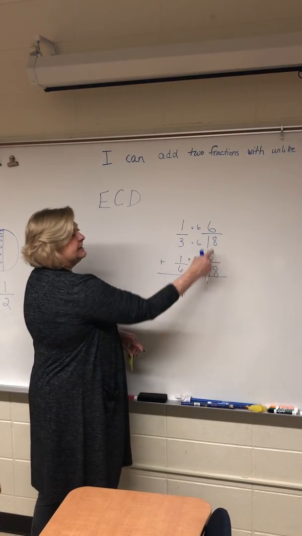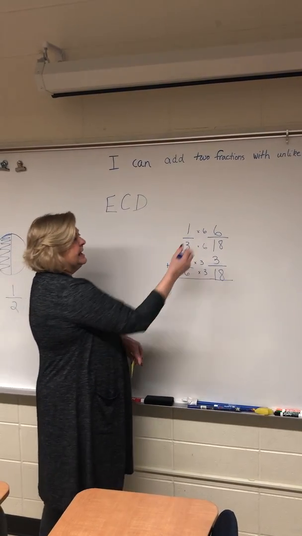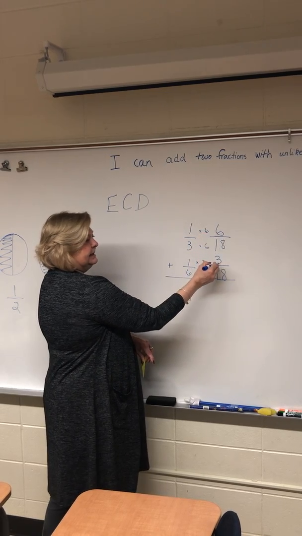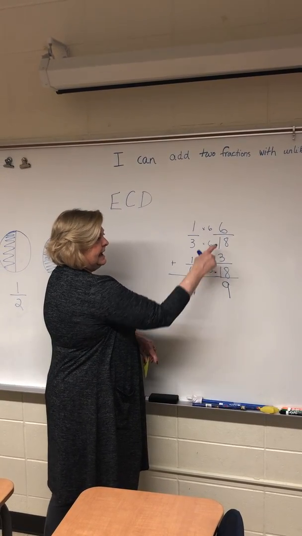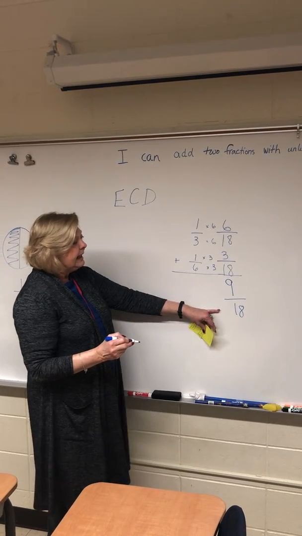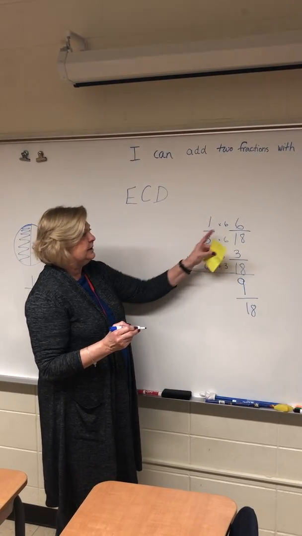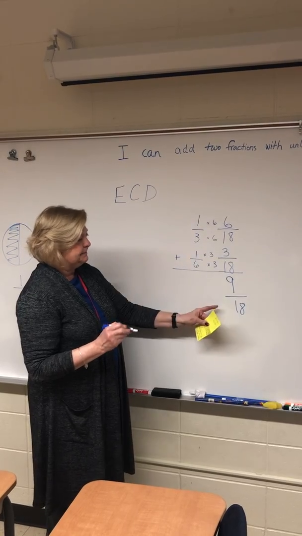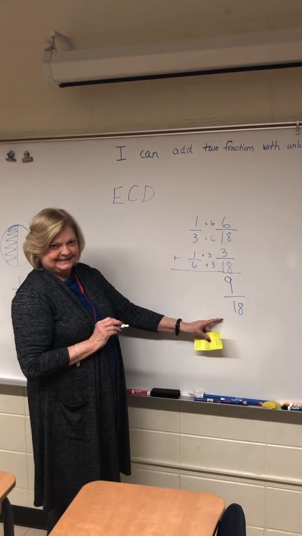Now I have two denominators that are the same. I can say 6 plus 3 is 9. And then I use my 18 as my denominator. Now, I have these equal fractions added up to make 9/18.